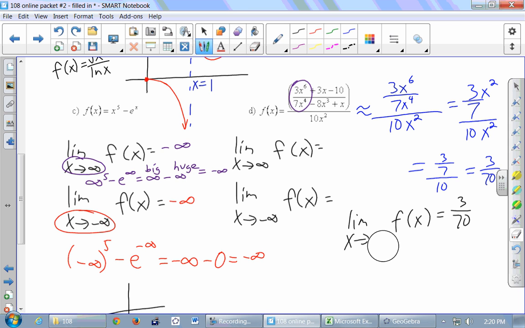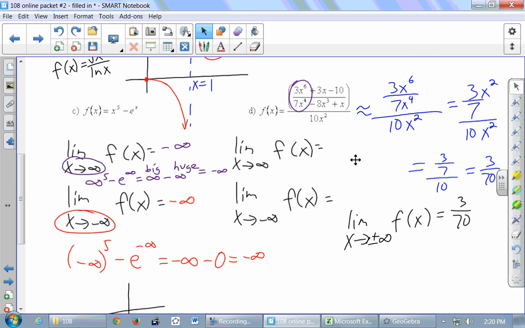And in fact, the analysis to go to minus infinity is exactly the same. And so the answer is exactly the same. So this thing goes to 3/70 when x approaches infinity and when x approaches minus infinity.